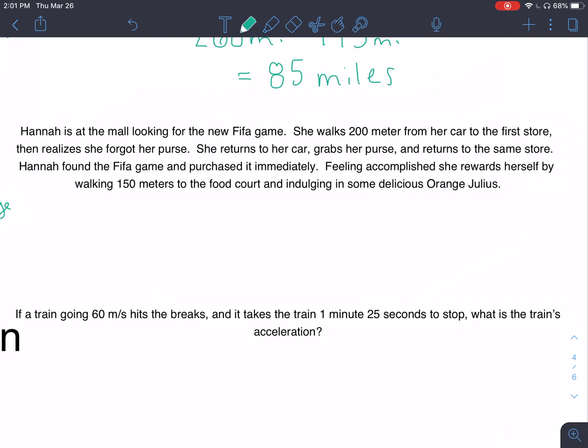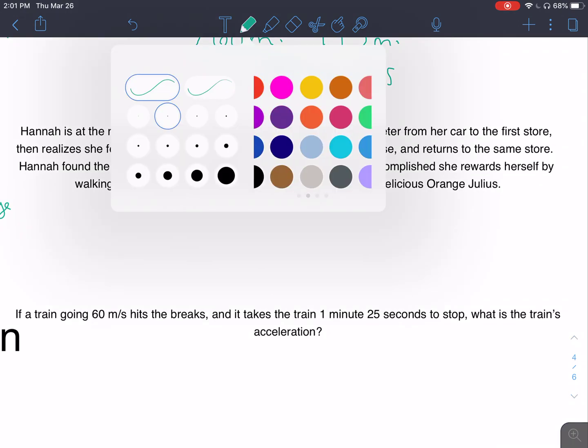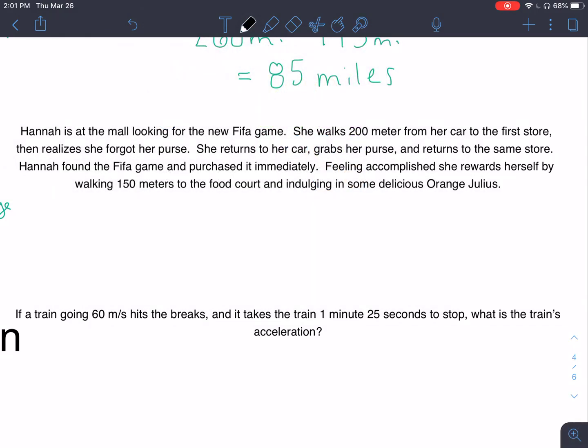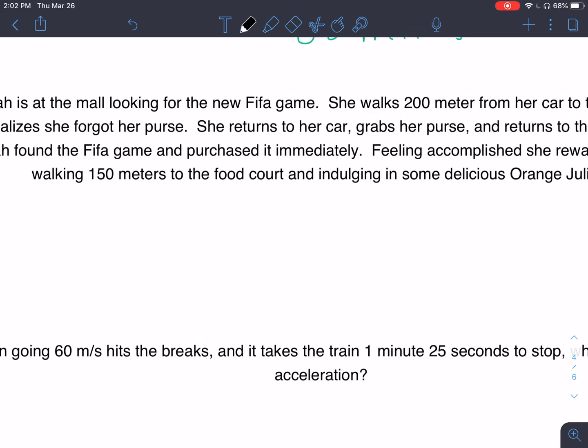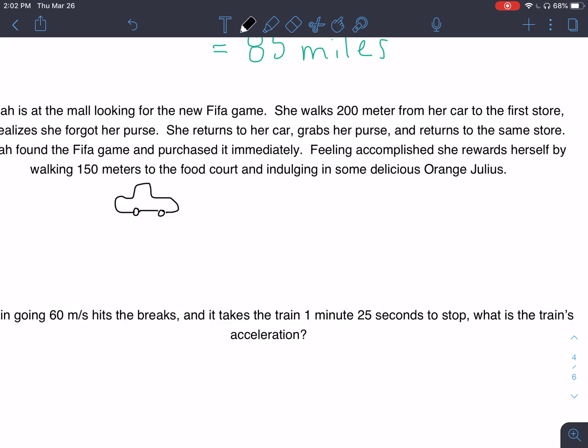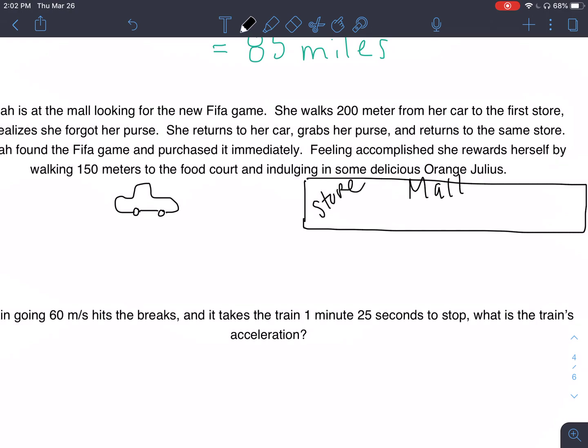So let's draw a picture to hopefully not confuse you guys. All right, so let's make Hannah's car right over here. None of these will be drawn to scale. And let's make the shopping mall over here with her first store and then food court.